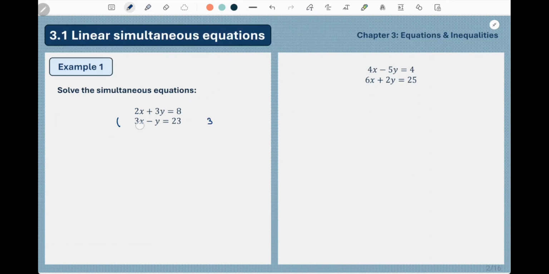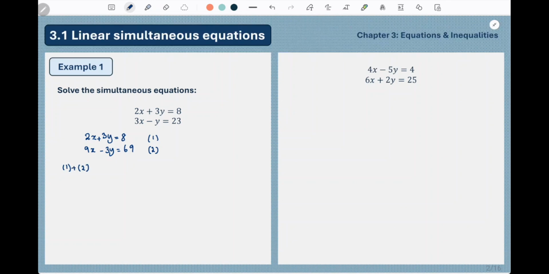Doing that, I get 2x plus 3y, which stays as it is, and for the second, 3x minus y multiplied by 3: 3 times 3 is 9x, minus 3y, equals 3 times 23, which is 69. Now I'm ready to add them together. Let's call this equation 1 and this equation 2, so I'm adding 1 to 2.